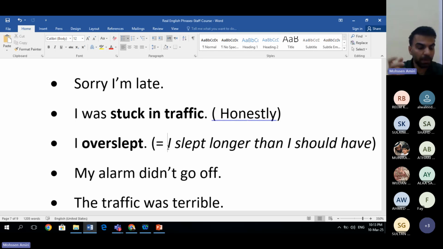And you say, oh my God, this is 10. Maybe you set alarm, but your alarm, maybe you forgot to set alarm. And when you wake up, oh my goodness, it is 10:55. So this means that you overslept. And you slept longer than you should have.